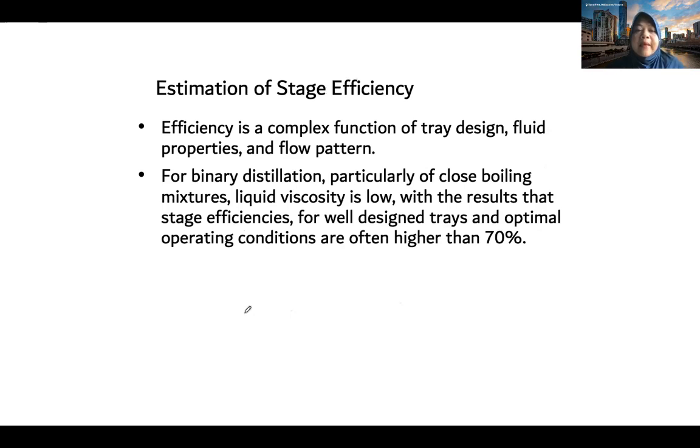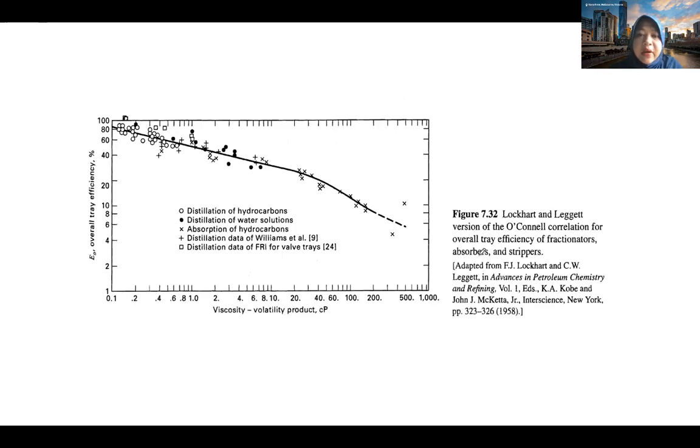So efficiency is a complex function of tray design, fluid properties, and also flow pattern. For binary distillation, particularly for close boiling mixtures with low viscosity, and for a well-designed tray, the optimal operating condition is around 70% or more. I think there should be a graph here, again from the book.